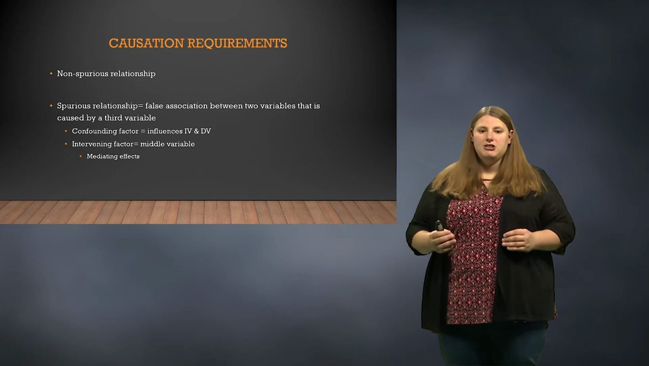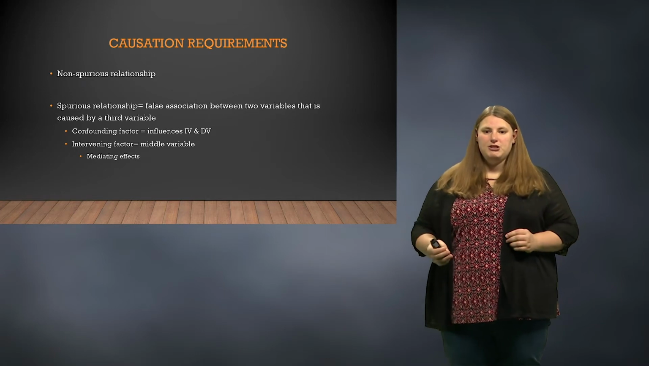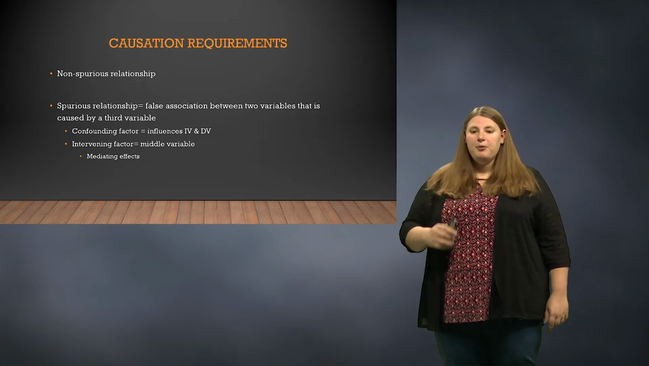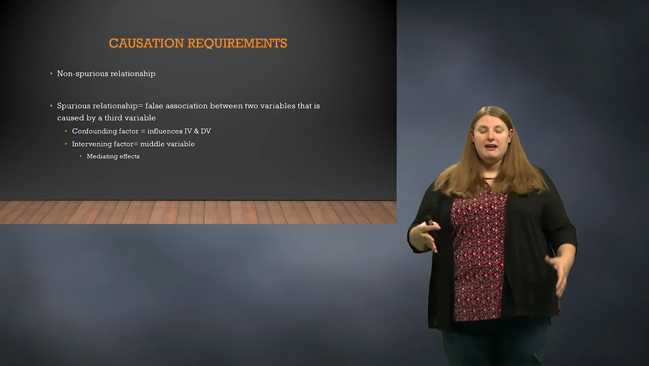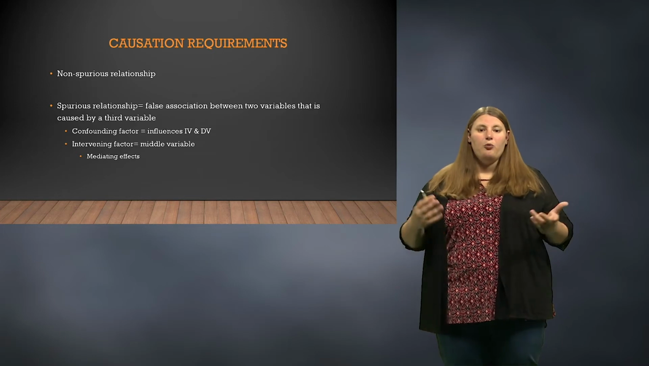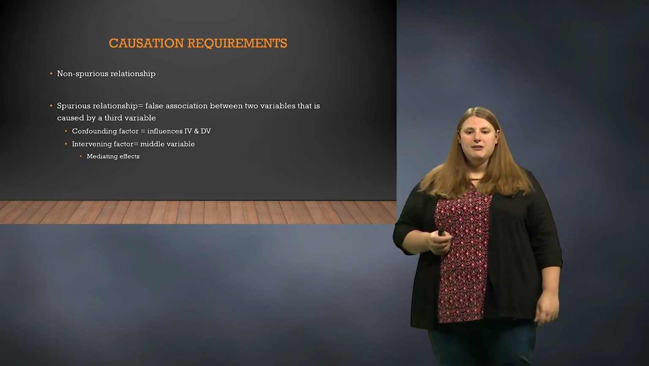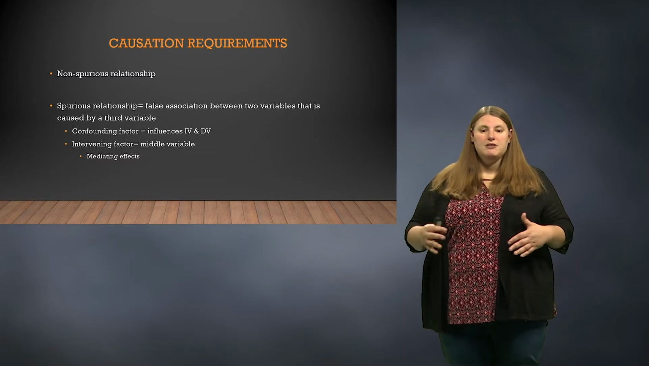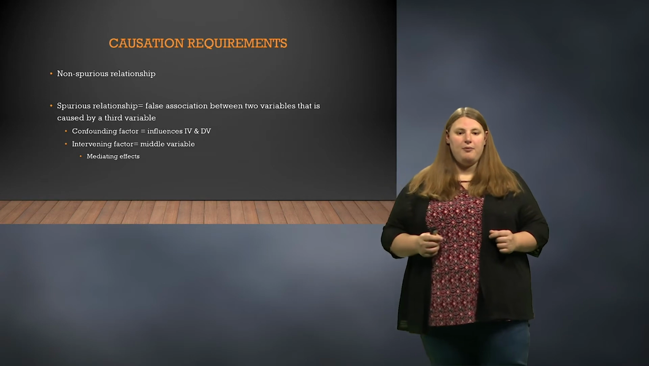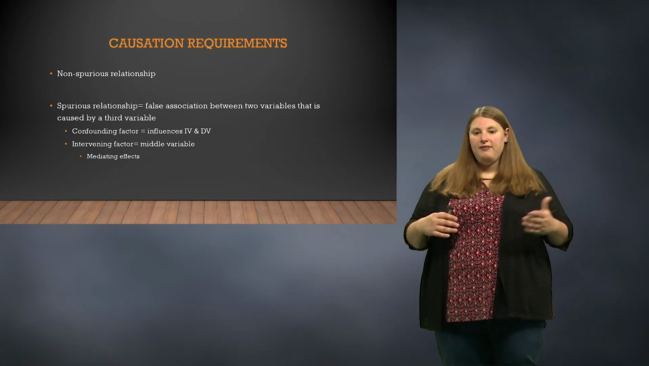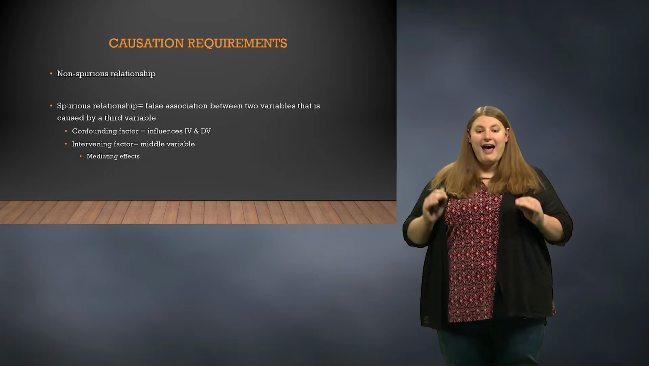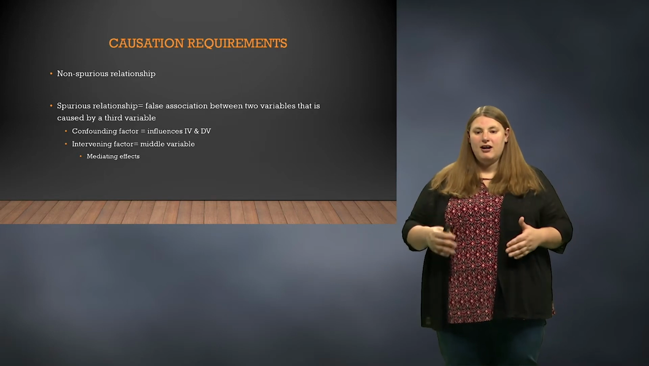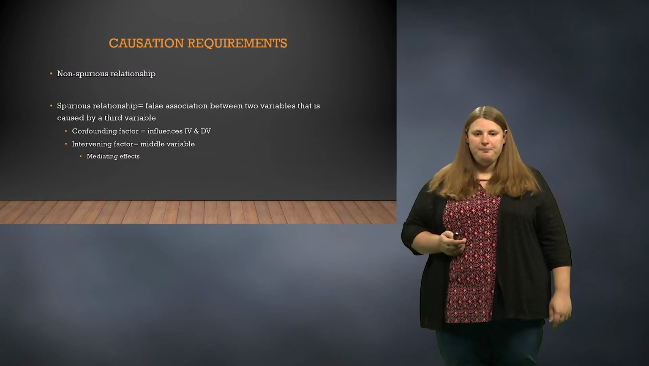A spurious relationship is a false association between two variables that's caused by the presence of a third variable. Simply put, a spurious relationship makes us think there is a statistical relationship where there actually isn't. Your textbook describes two types of spurious relationships. Confounding factors are those that influence both the independent variable and the dependent variable. So you may see a change in the IV and the DV at the same time, but it's not caused by a cause and effect relationship between the two, it's actually caused by another variable.